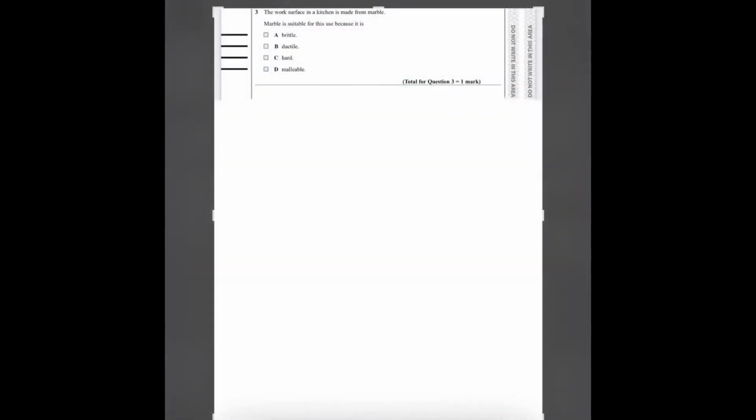Number 3. The work surface in a kitchen is made from marble. Marble is suitable for this use because it is brittle. So brittle is a property in which an object breaks easily, so this is not the reason. Ductile is a property in which a material becomes permanently deformed when a tensile force is applied, so B is not correct.